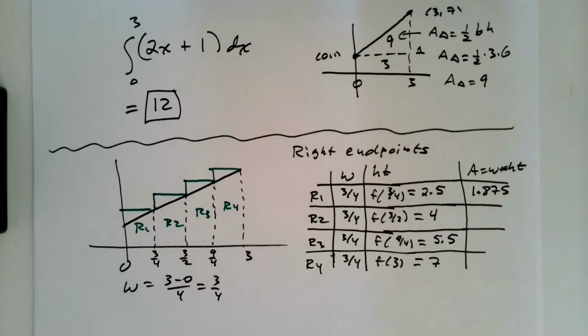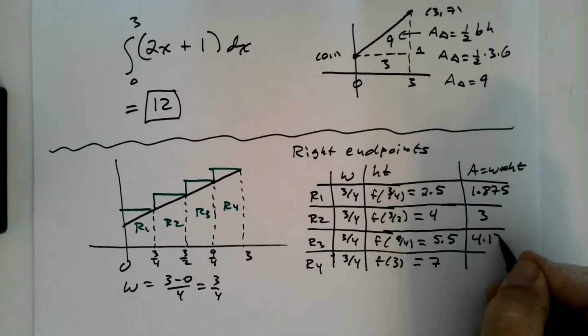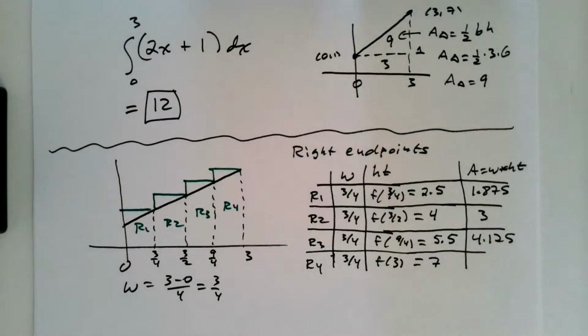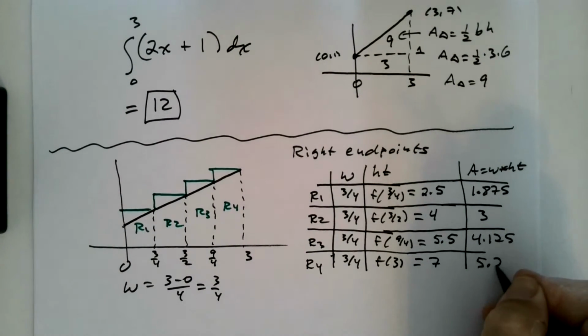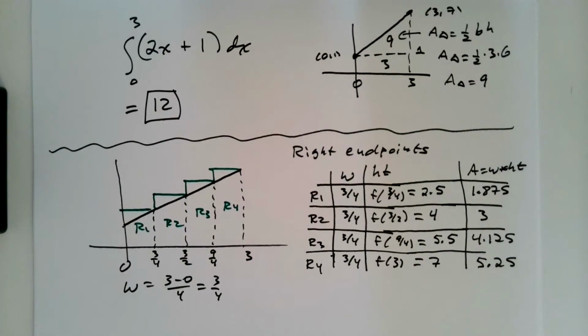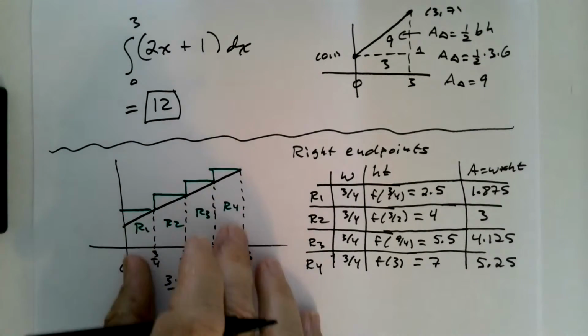3/4 times 4, of course, gives me 3. 3/4 times 5.5 gives me 4.125. And 3/4 times 7 gives me 5.25. So the area of the 4 rectangles is an approximation for the area under the curve.